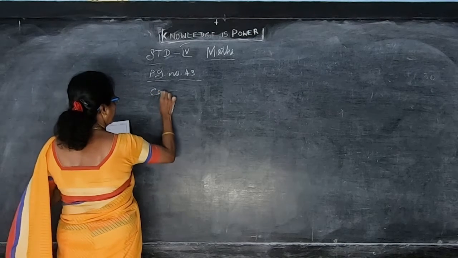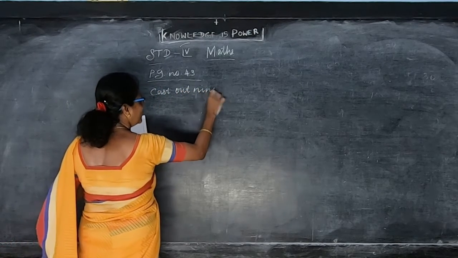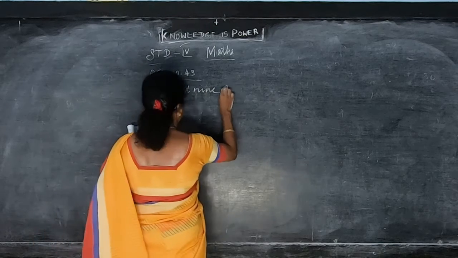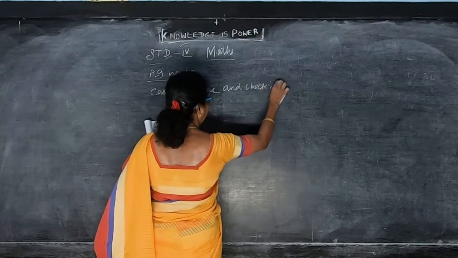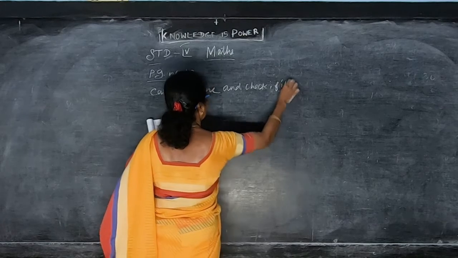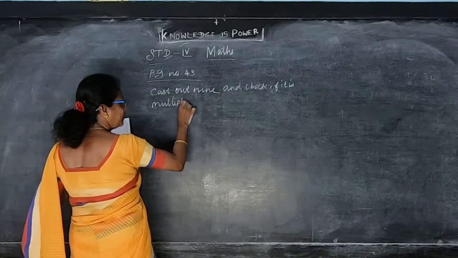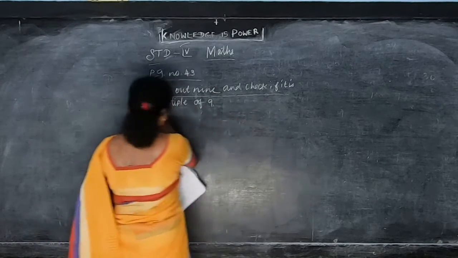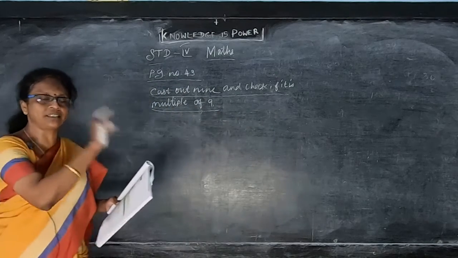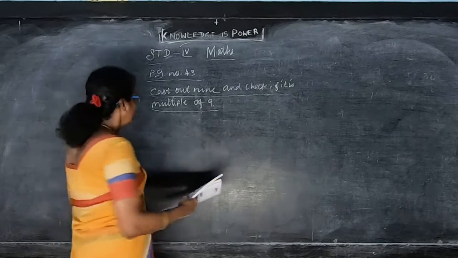Cast out 9. Cast out 9, and if the number has a 9 you have to remove the 9. Cast out 9 and check. How to check? If it is a multiple of 9. So if the number has a 9, take out that 9 and add the remaining numbers, and you will get a multiple of 9. So that is how we check whether that number is a multiple of 9 or not. Okay.